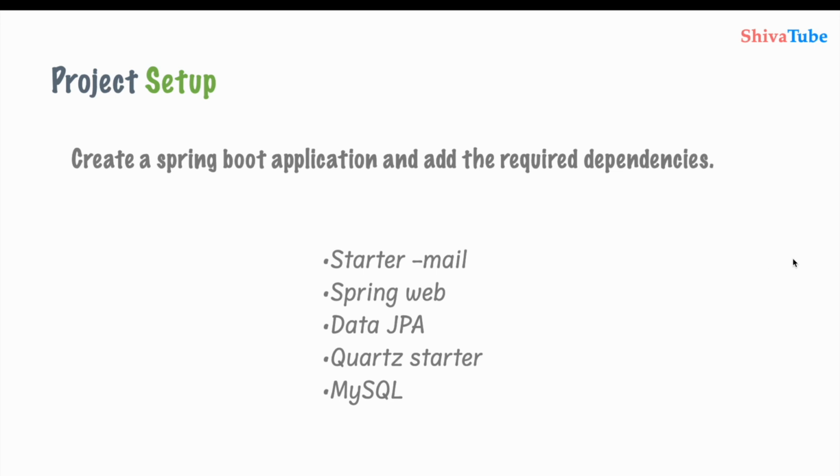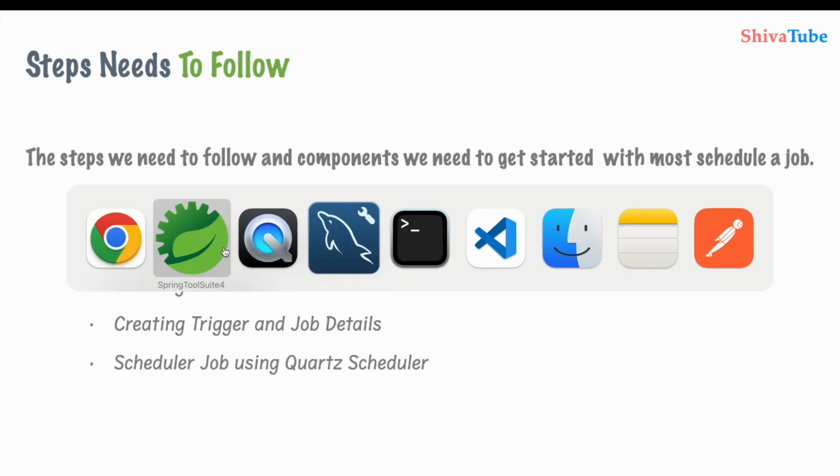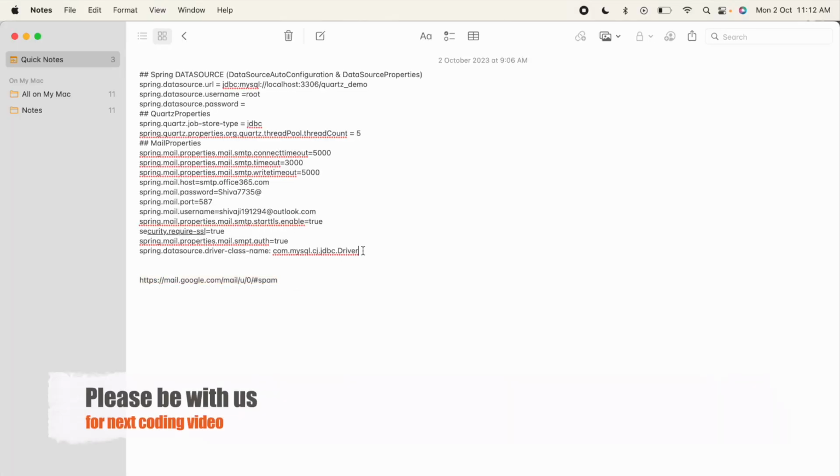As per this, writing the job store configuration. This configuration is just about how we need to store the data. How will the Quartz scheduler store the data? That configuration we need to write, and also the email configuration and everything. I have already created it here, so let me copy and paste this.